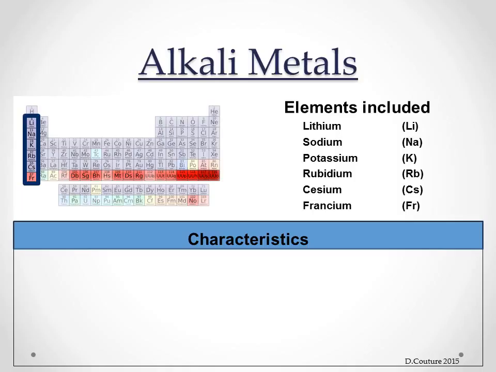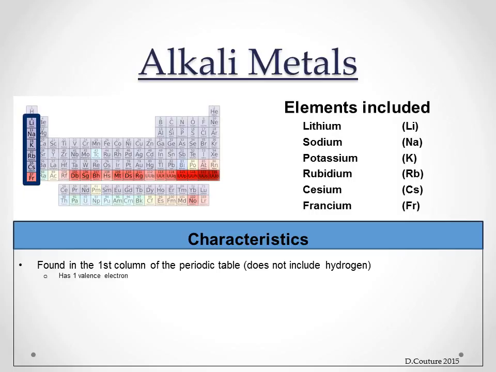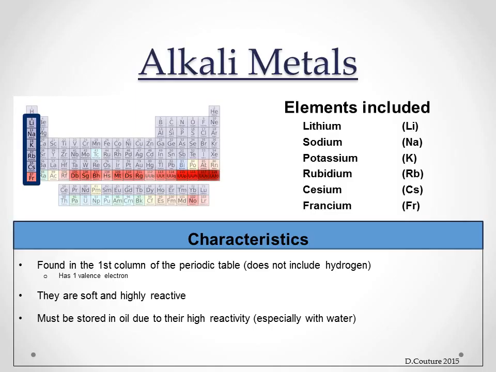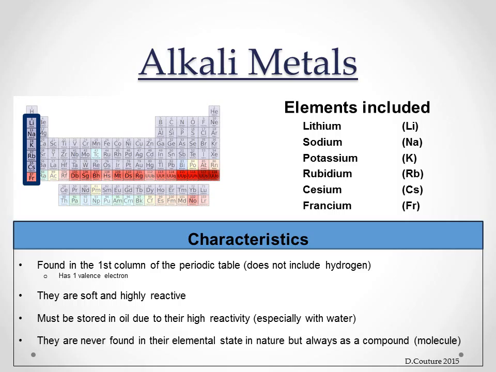Certain characteristics for the alkali metals, obviously they're in the first column or group 1A of the periodic table, except for hydrogen, and therefore they will have one valence electron. They are usually soft and highly reactive, and they're so reactive, especially to water, that we're going to have to store them in oil. And because of their high reactivity, we'll never be able to find them in nature. So we'll never find them in their elemental state.